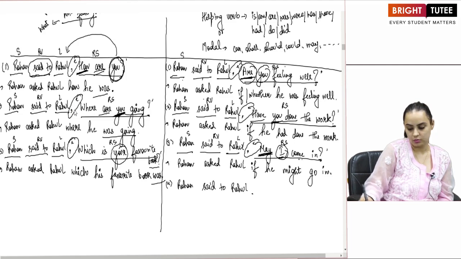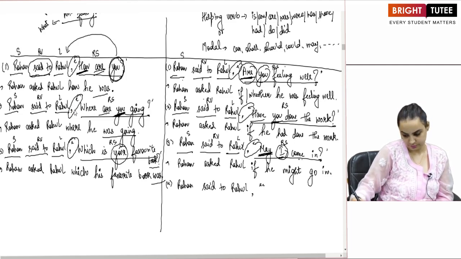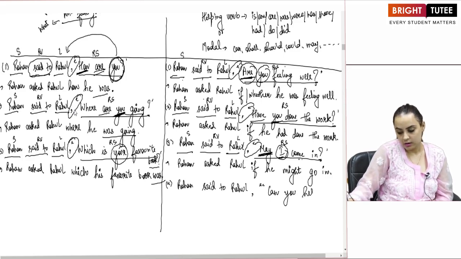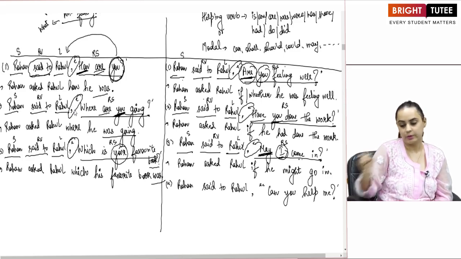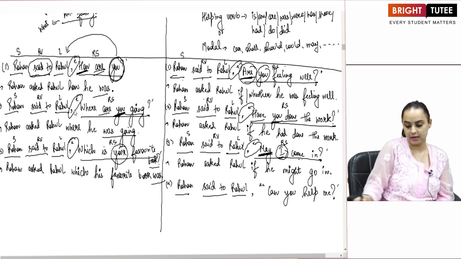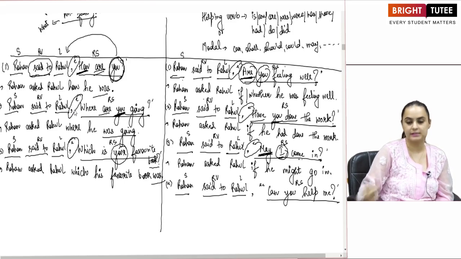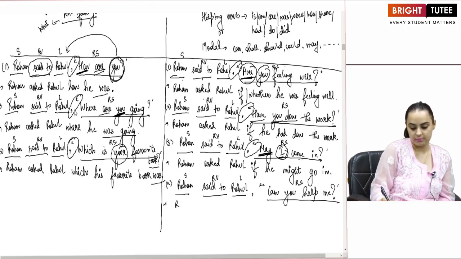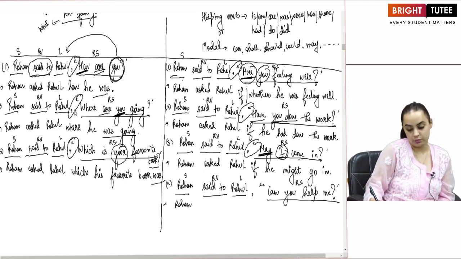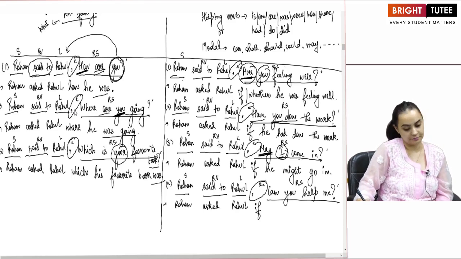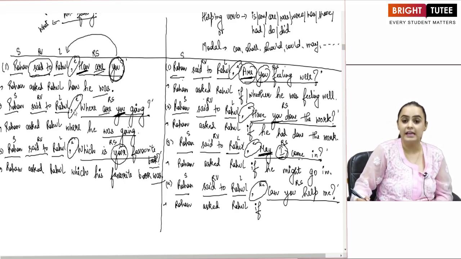Rohan said to Rahul, "Can you help me?" Speaker, reporting verb, listener, reporting speech. The speaker remains as it is. The reporting verb changes to asked. The listener remains as it is. We change the commas and we write "if." So, Rohan asked Rahul if.